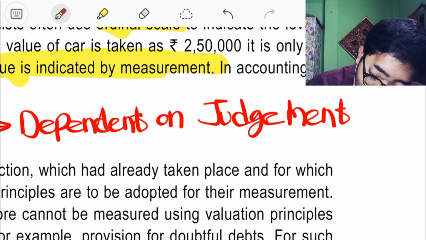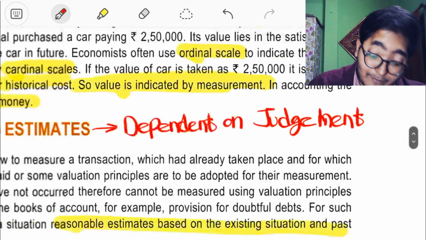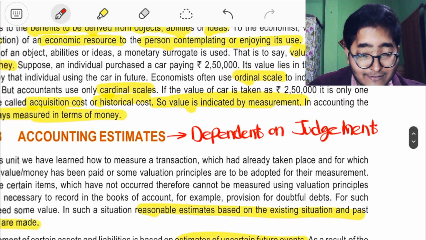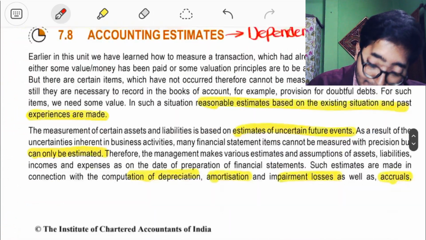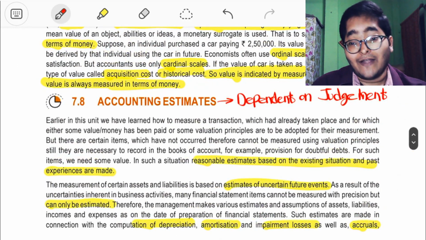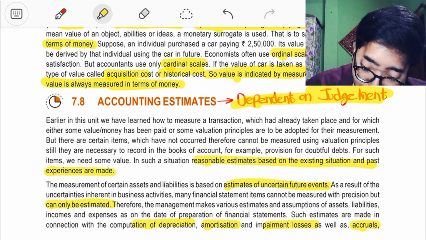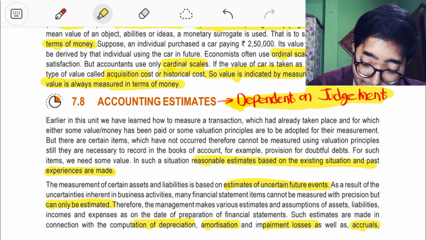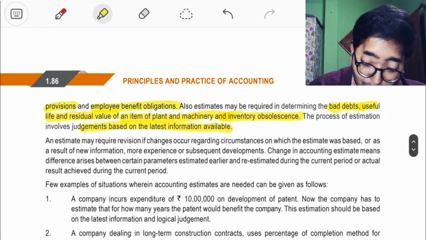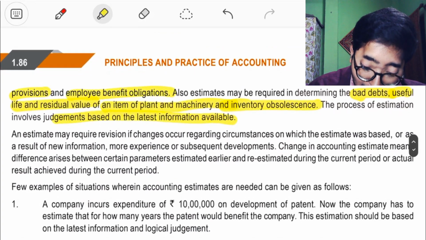This judgment should be rational, taking present and past incidents into account. These accounting estimates are dependent on judgments, but these judgments should be rational. Rational why? These judgments should be made according to present and past incidences and chances.